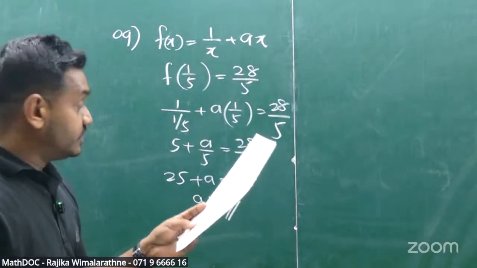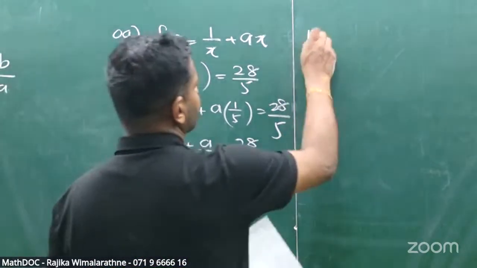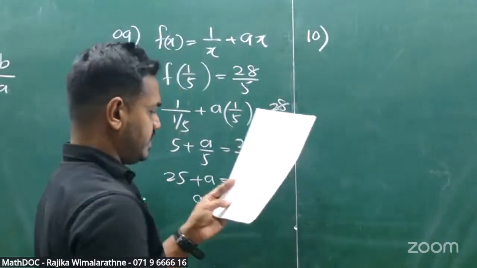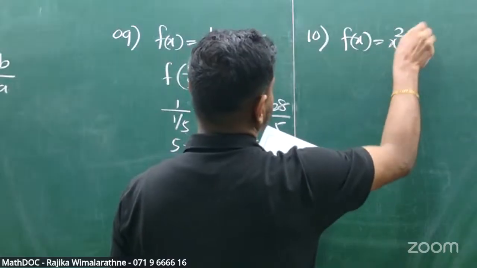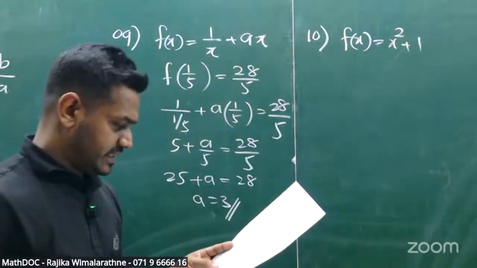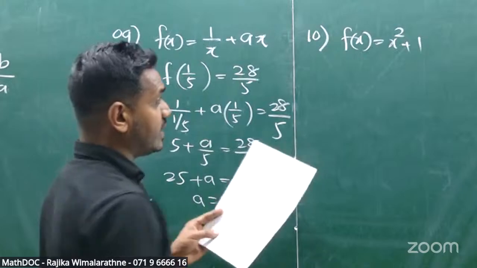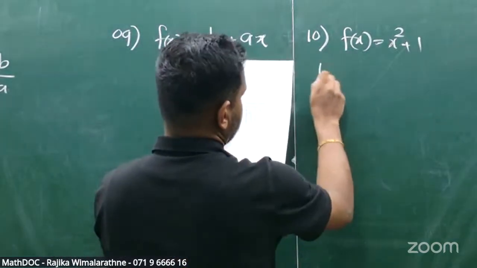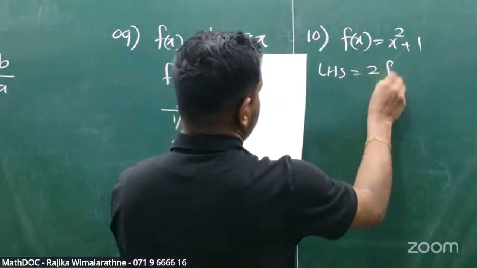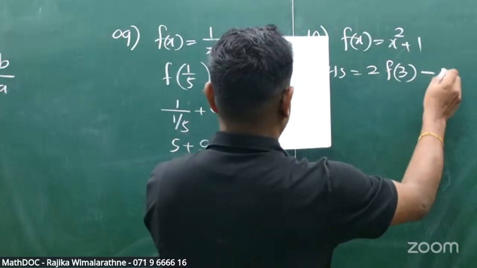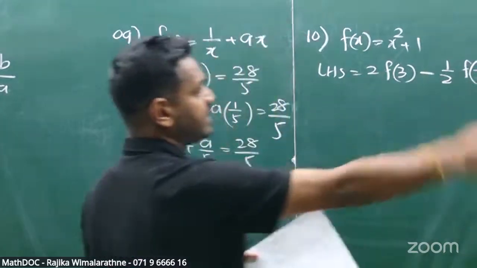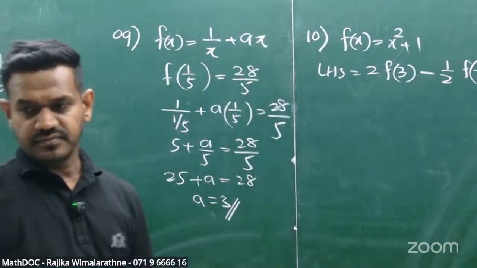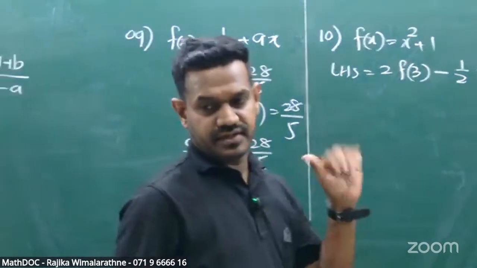At the same time, let's do question number 10. Here f(x) equals x squared plus 1. Show that, take the left hand side: 2f(3) minus 1 over f(-5). You take the left hand side and simplify it.